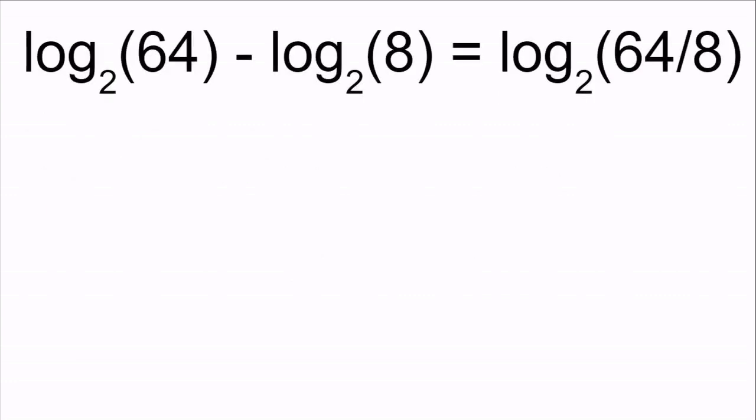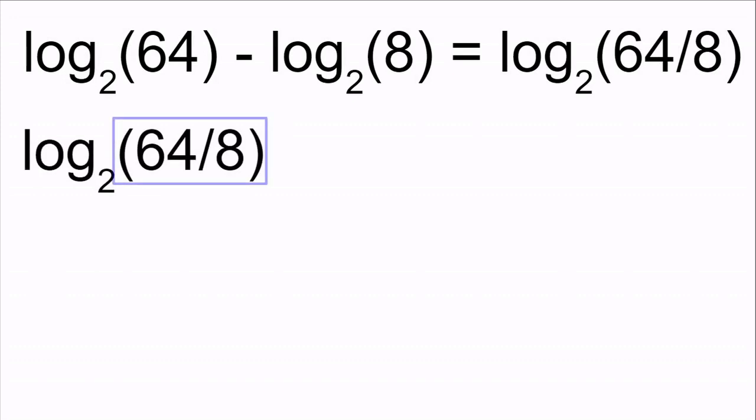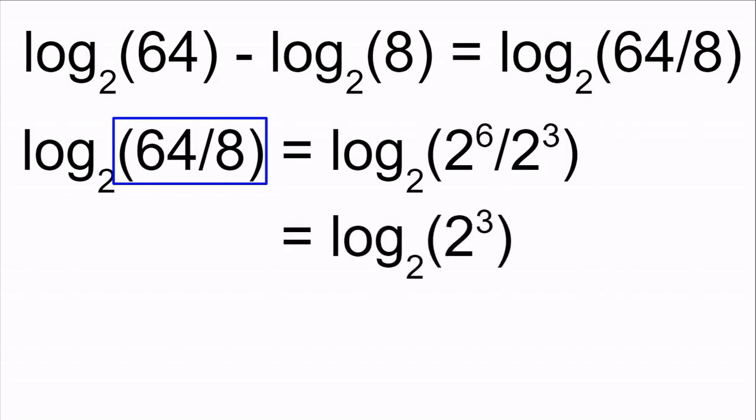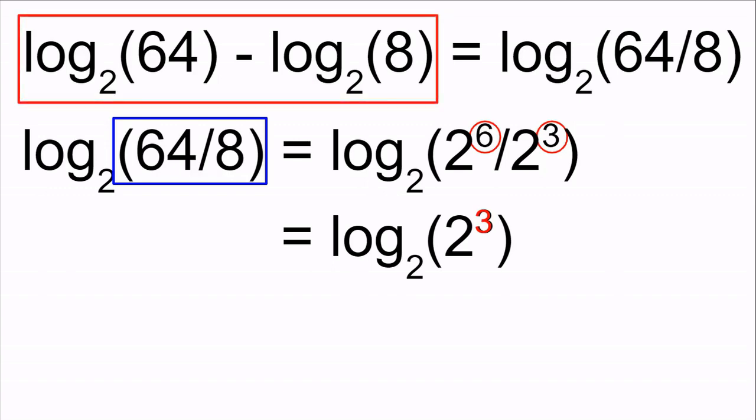Now similarly, we can prove this. So if we have log base 2 of 64 over 8, well, we can rewrite this part, 64 over 8, as log base 2 of 2 to the power of 6 over 2 to the power of 3. And by using exponent laws, we can subtract the two exponents, and we get 2 to the power of 3. So when we're subtracting two logs, what we're doing is subtracting two exponents. And we subtract two exponents when two answers are being divided. Which is why when two logs are being subtracted, we are dividing their results.